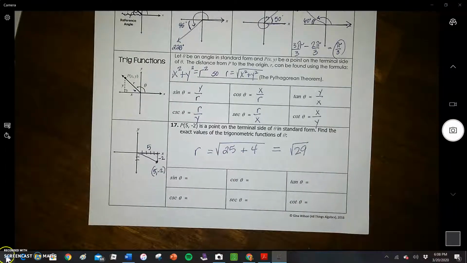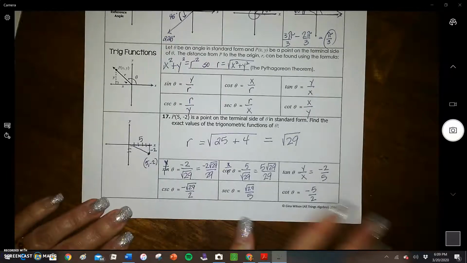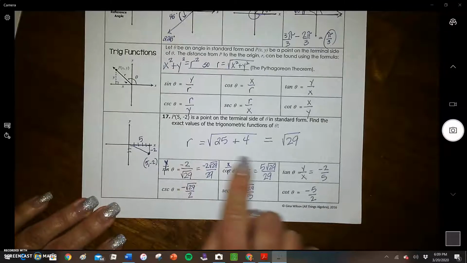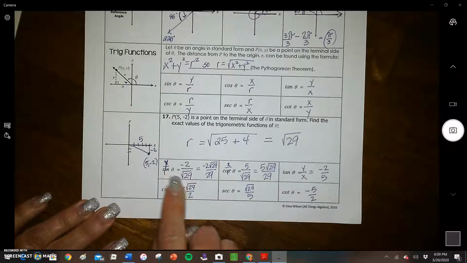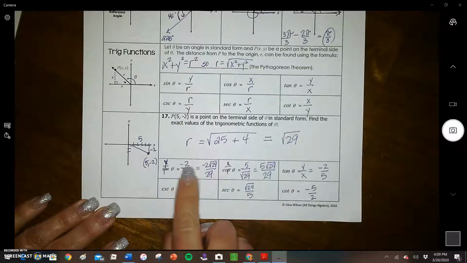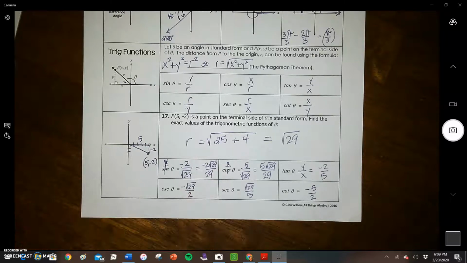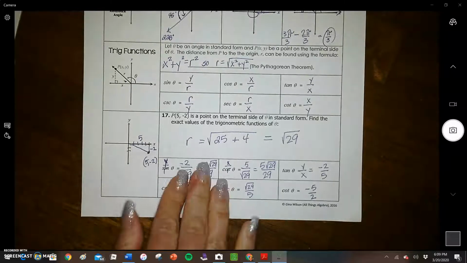Okay, so then you can see just the last little bit that I did. If we know that the radius is the square root of 29, we can just follow these things up here, right? Y over r, so negative 2 over root 29, and rationalize our denominator, okay? Hopefully this makes a little bit of sense.